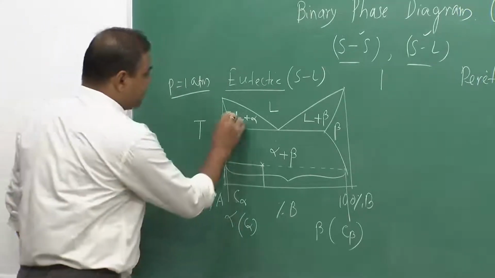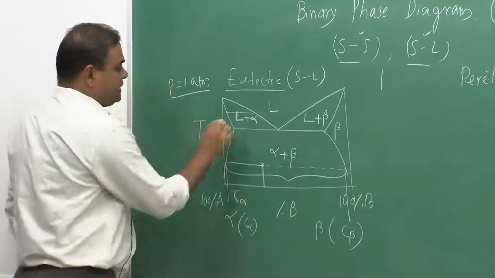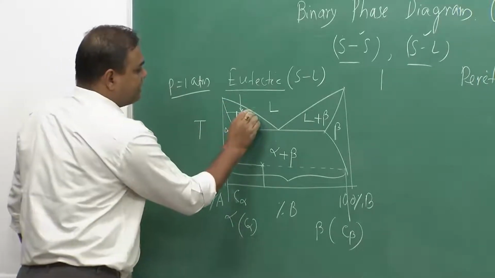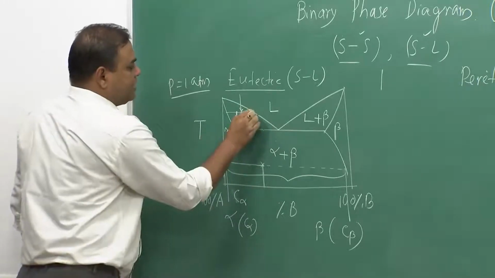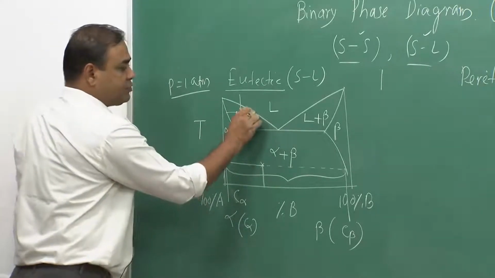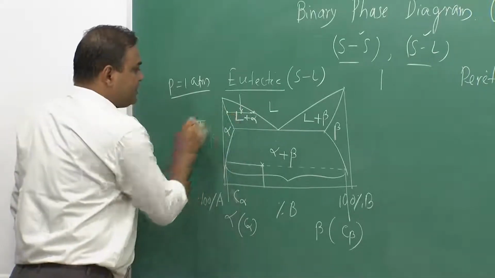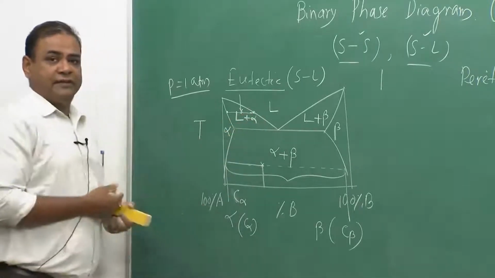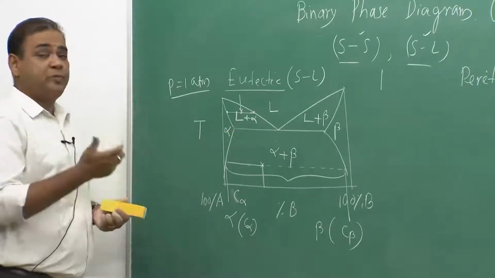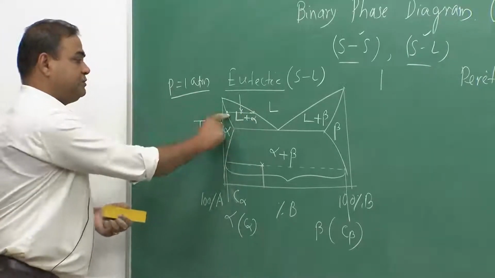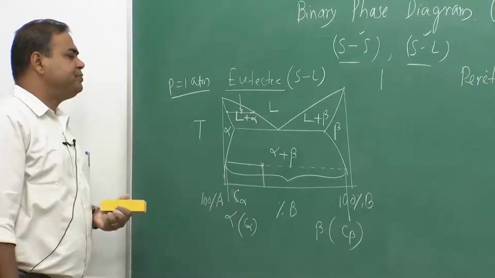Similarly, if I try to see in this zone, if I take the liquid at this point, then the liquid will be distributed between two different portions. One would be this particular liquid of this composition and alpha of this composition, okay. And again I can use the tie line rule in order to find out what would be the fraction of liquid of this composition and fraction of solid of this composition, okay, as per the same rule.